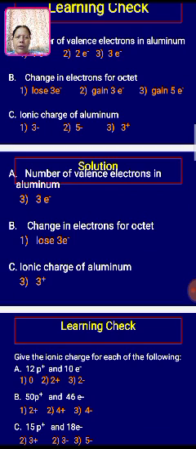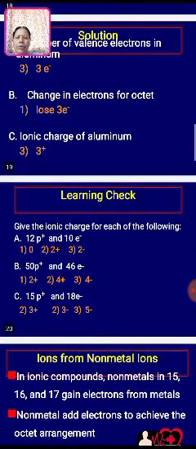Number of valence electrons in aluminum, it is 3 electrons. Change in electrons for octet, it is losing the 3 electrons. And the ionic charge of aluminum, it is 3 plus. Again, you check it out.